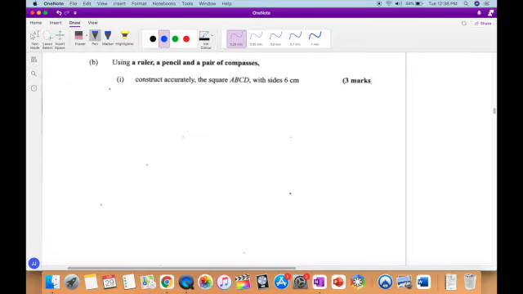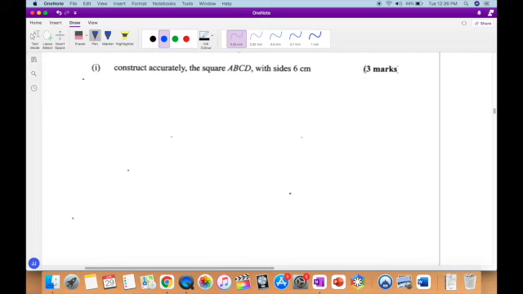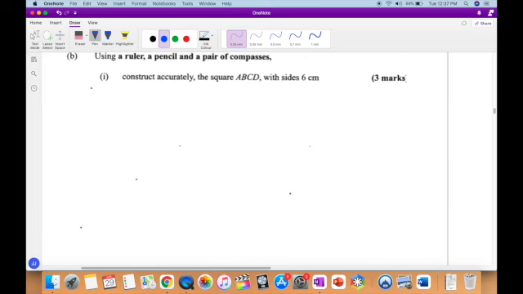Using a ruler, a pencil, and a pair of compasses, construct accurately a square ABCD with sides 6 centimeters. Well, I don't have a compass set on this software, so I will just sketch the image that you're supposed to get, and I will describe exactly what you're supposed to be doing. First, we want to make a little sketch in the corner here. We want a square ABCD with 6 centimeters on either side.